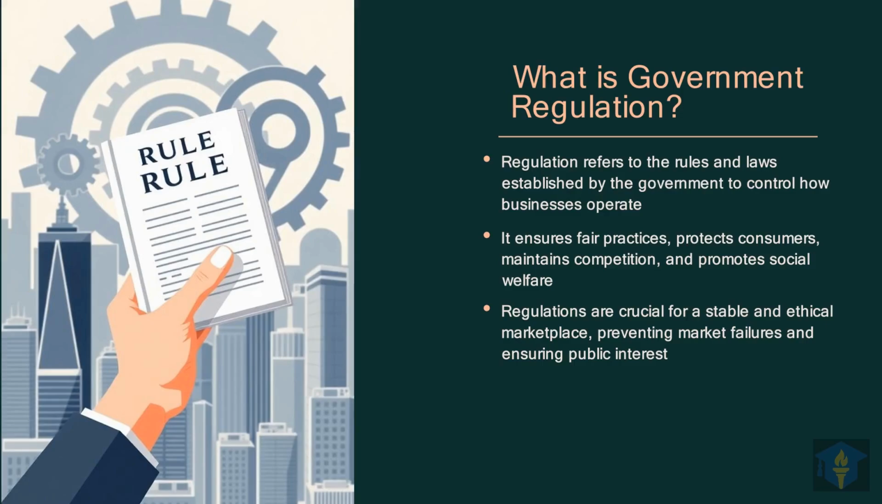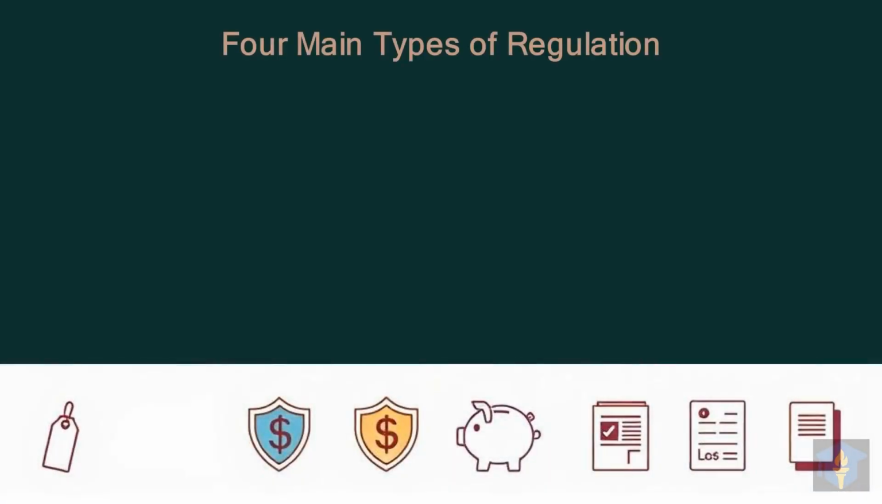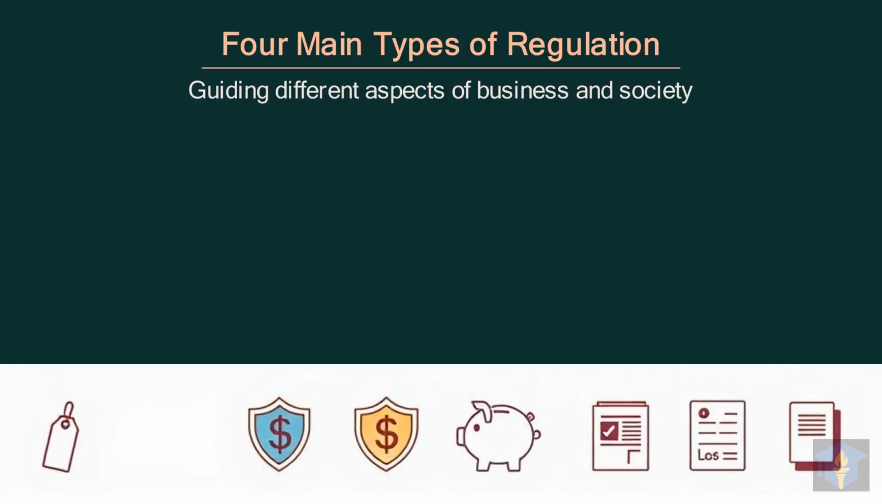Regulation involves rules and laws set by the government to control business operations, ensuring fair practices and protecting consumers. It's crucial for a stable and ethical marketplace, preventing failures and ensuring public interest. We'll now dive into the four main types of regulation that guide various aspects of business and society. These types serve to guide and manage different, crucial aspects of both business operations and broader society.